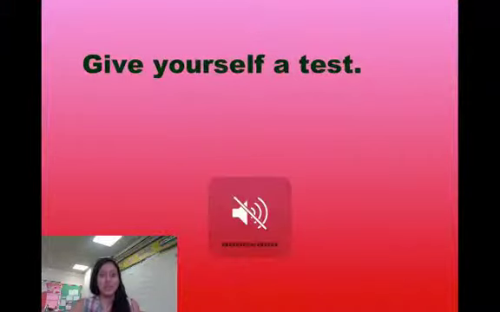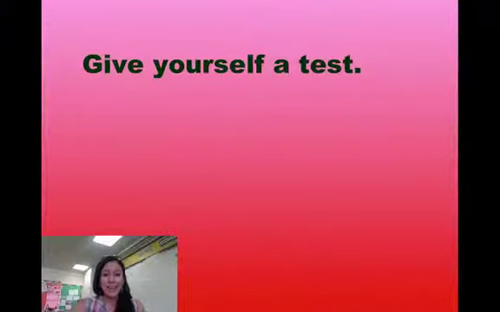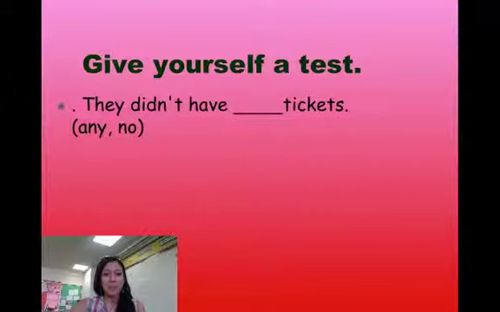So give yourself a test. Let's take a look at this. They didn't have tickets. What would the next word be? If we already have one negative in the sentence, then what should I have to put here? Another negative? No, right? Because 2 negatives cannot be put together. So, they didn't have any tickets. I cannot say they didn't have no tickets, because then I would be putting 2 negatives together.